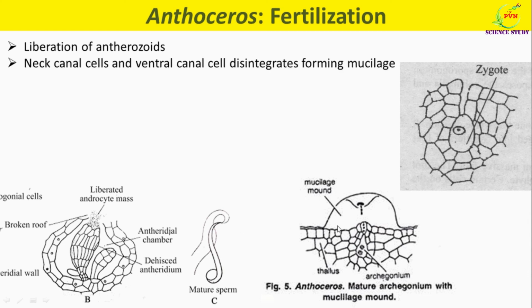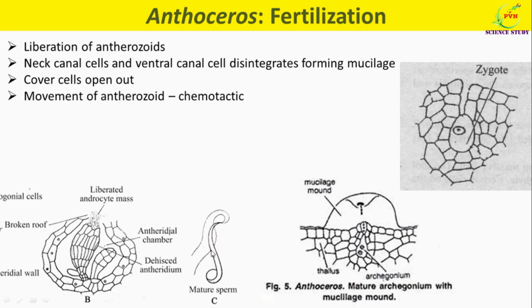In case of archegonia, on maturity of the archegonium, the neck canal cells and the ventral canal cell disintegrate, forming mucilage. The mucilage formed absorbs water and creates pressure, because of which the cover cells open out. So this diagram shows how the mucilage mound is produced. All the mucilage which is present inside the archegonium is spread forcefully to the outer side.